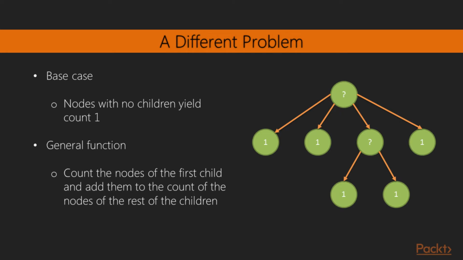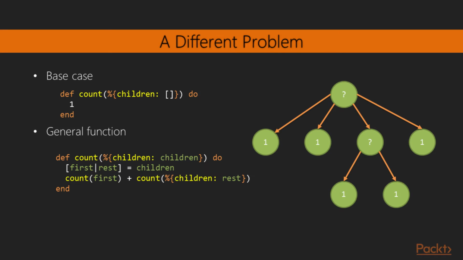Let's try to come up with the base and general cases for this problem. The base case is pretty straightforward. A node with no children yields a count of 1, which is itself. For the general case, when the node does have children, we count all the nodes of the first child of that node, and then recursively perform the calculation on the rest of the children for that particular node, until the node has no more children, in which case it converges to the base case.